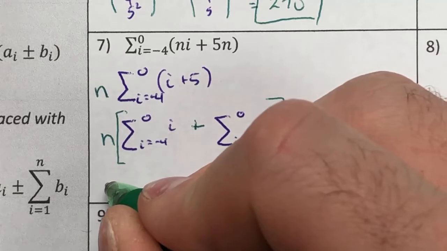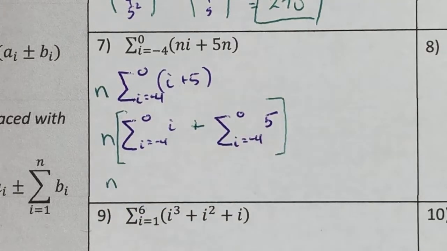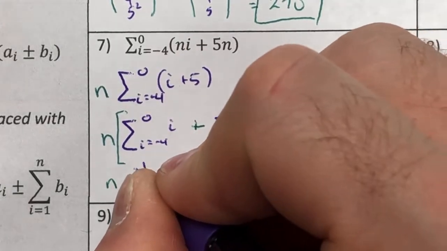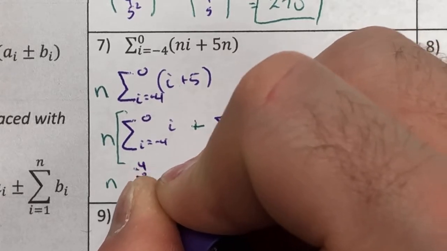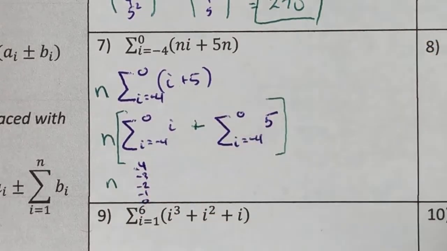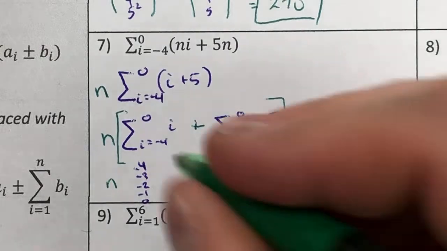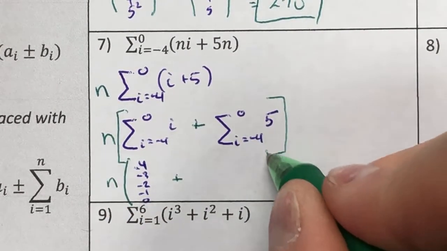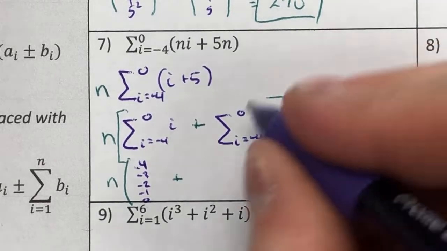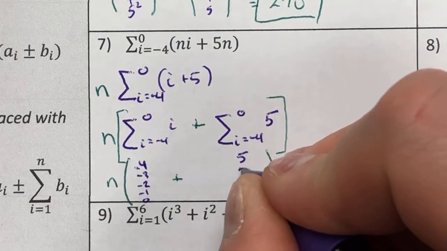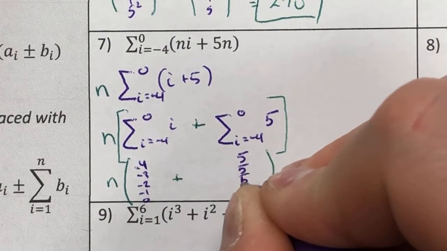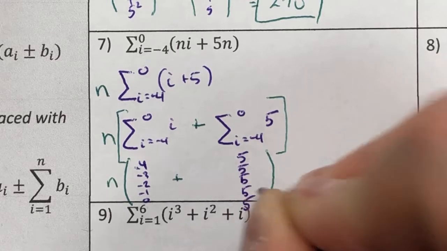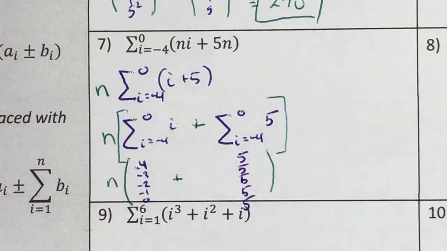So what I have is, okay, n times negative 4, negative 3, negative 2, negative 1, and 0, plus 5 for each of these: negative 4, negative 3, negative 2, negative 1, and 0. Just a bunch of 5s going on right there.